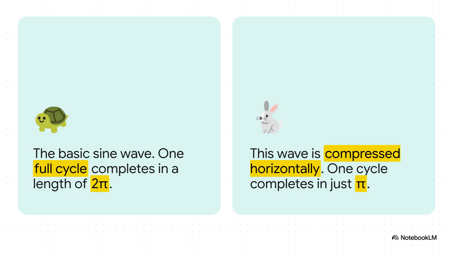What this does is it basically puts the wave on fast forward. It forces it to complete its whole up and down cycle twice as fast. So where the original wave took a distance of 2 pi to finish one cycle, this new, faster wave does it in just pi. We've compressed it.